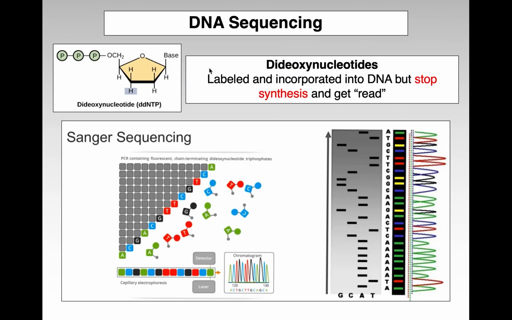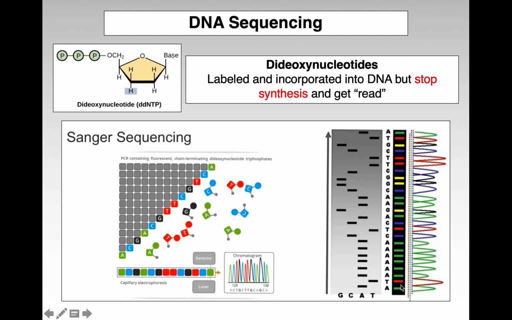DNA sequencing depends on individual nucleotides, but these are special nucleotides that do not have that 3' OH, so they are considered synthesis stoppers. And if we have lots of those, we can determine how DNA is sequenced. These are called dideoxynucleotides. They stop synthesis. And then if you have all of those things stopped at different places and they have fluorescent tags, you can then read the DNA.